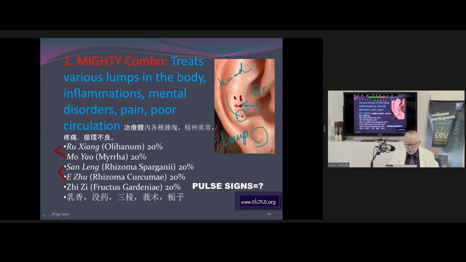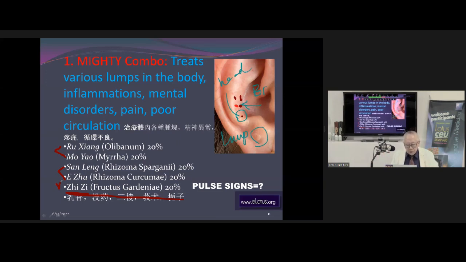And this Zizi, Zizi is a very interesting fruit. There's an old Chinese saying, one fruit of this Zizi, one day you keep the cancer away. So the Zizi is very good for cancerous conditions, which cause inflammation and stagnation, and for all kinds of swelling of tissues or organs or bones or joints, whatever.